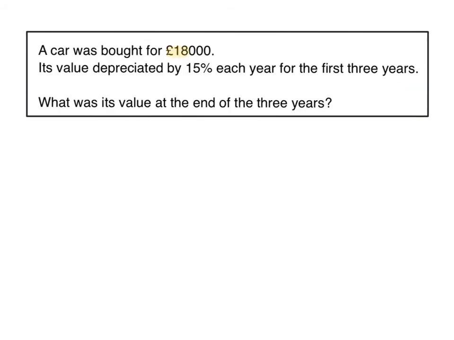A car was bought for £18,000. Its value depreciated by 15% each year in the first 3 years. What was its value at the end of the 3 years? So the key word here is depreciated. This means that it's gone down.